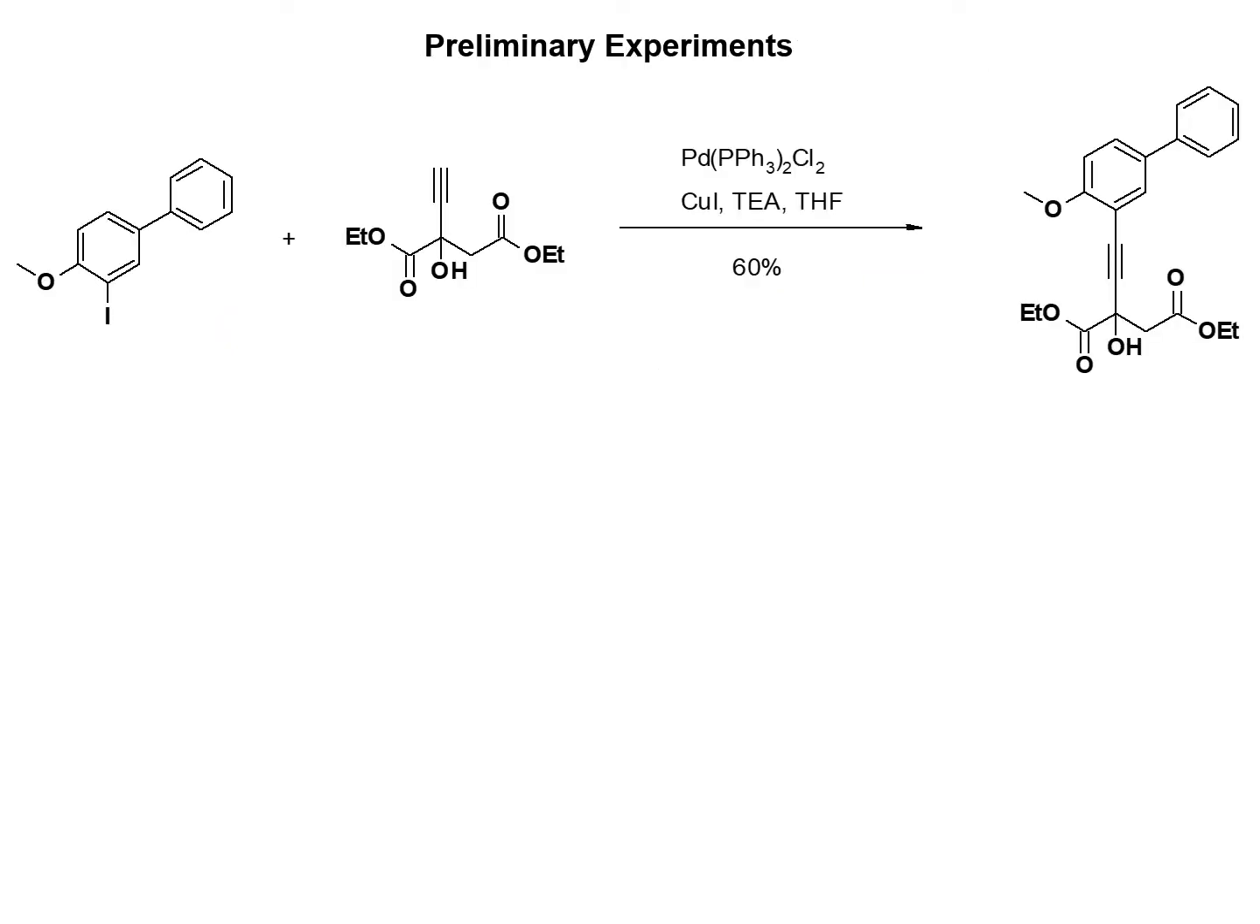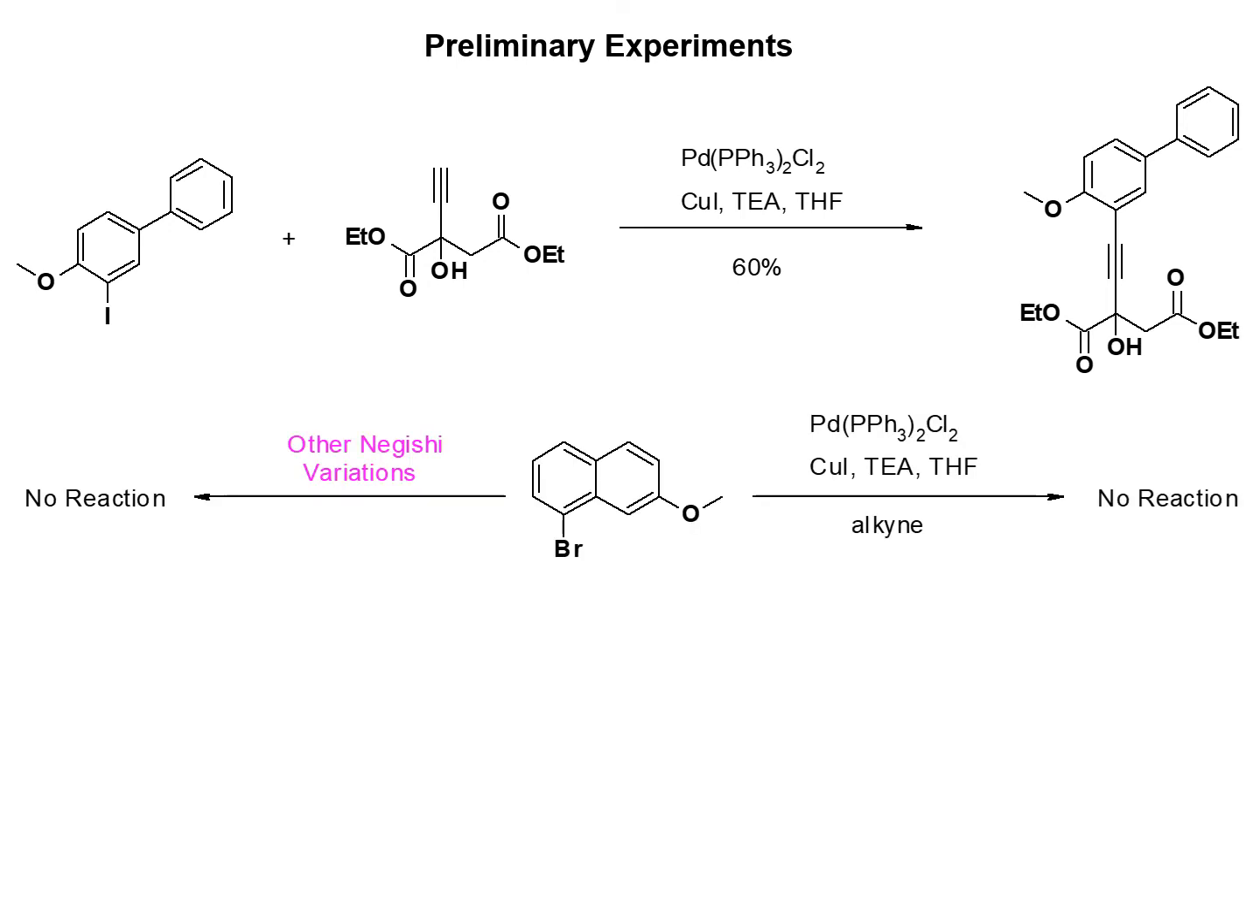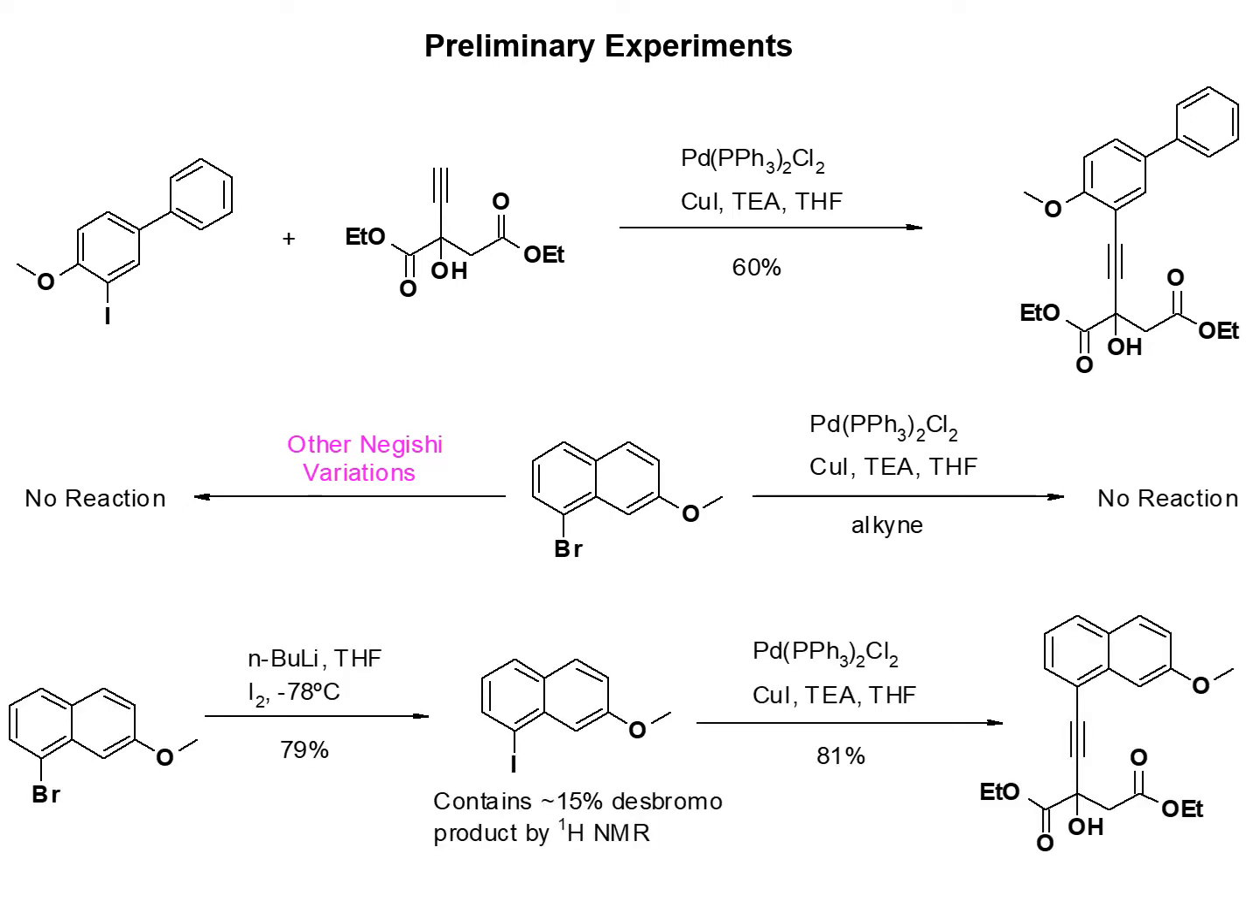For one of our first experiments, we attempted a copper-mediated Negishi coupling between the shown aryl iodide and alkyne and obtained a product with a moderate 60% yield. When we attempted the same reaction conditions using the aryl bromide analog with alkyne, we observed no reaction. We then turned to a variety of other Negishi coupling variations with no success. Realizing we were able to couple the electron-rich aryl iodides, we then turned to generating the aryl iodides.